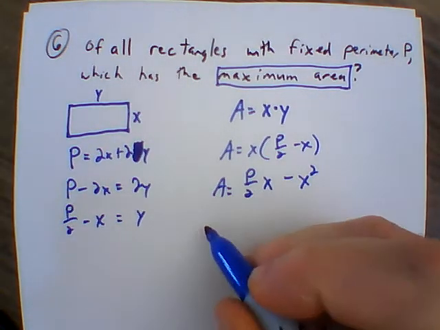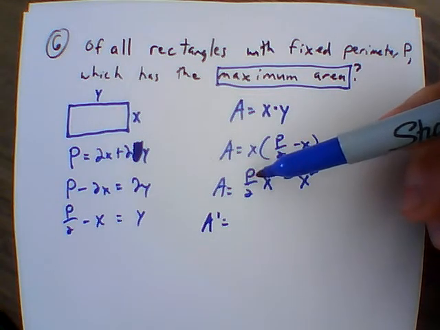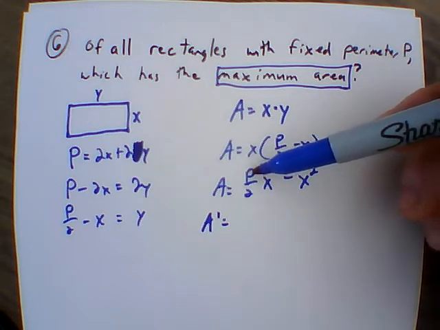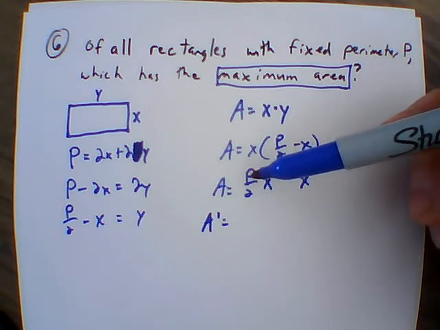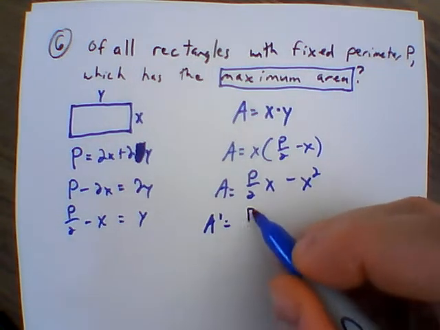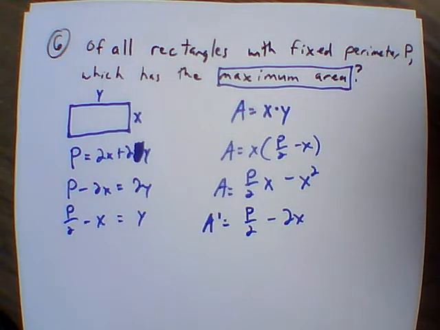Considering this, we'll now take our derivative. Please remember that P, even though it is a variable, was given to us as a fixed perimeter, so it is a fixed number. So this is just some number. It could be 14, 25 billion, it could be e, whatever it is for that number, that's what it is. So if we take the derivative of this, we get P over 2 minus 2x.